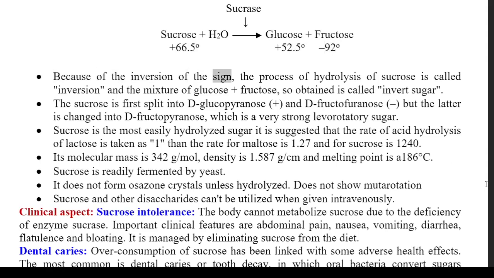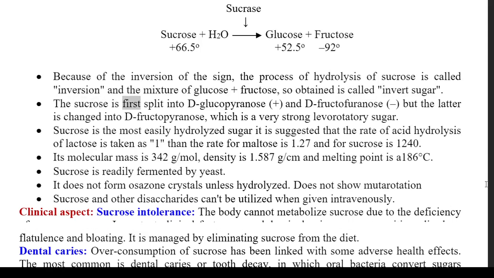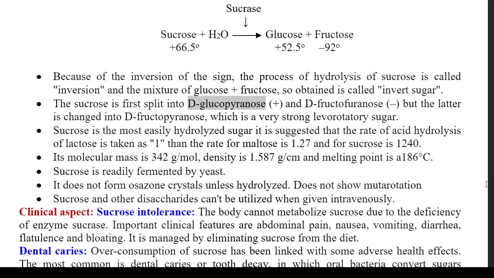Because of the inversion of the sign, the process of hydrolysis of sucrose is called inversion, and the mixture of glucose plus fructose so obtained is called invert sugar. The sucrose is first split into D-glucopyranose and D-fructofuranose, but the latter is changed into D-fructopyranose, which is a very strong levorotatory sugar.